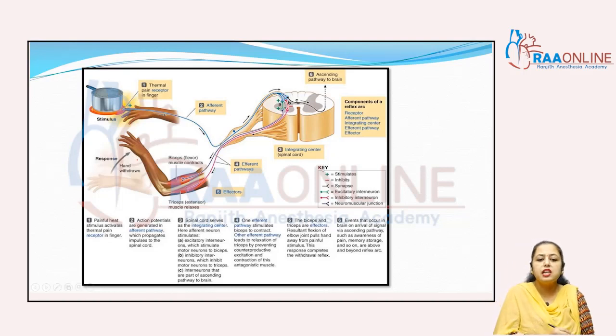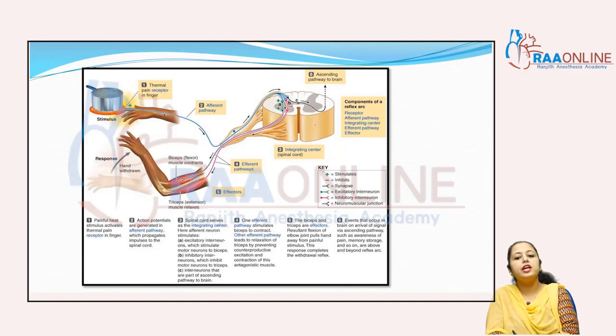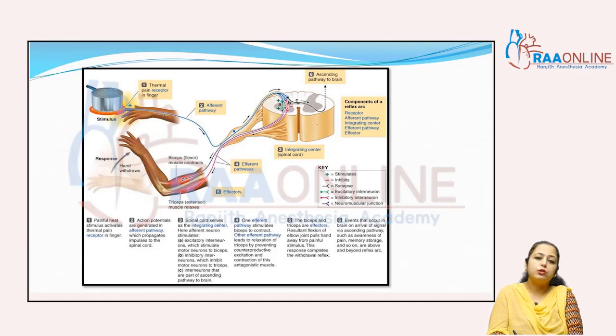So when the painful stimulus, the heat, activates the thermal pain receptors in the fingers, action potentials are generated in the afferent pathway and propagate the impulses to the spinal cord. Now the spinal cord serves as the integrating center. Here the afferent neuron stimulates the excitatory interneurons, which stimulate the motor neurons of the biceps, and inhibitory interneurons which inhibit the motor neurons to the triceps. The efferent pathway stimulates the biceps to contract, and the other efferent pathway leads to the relaxation of the triceps. So it prevents the counterproductive excitation and contraction of the antagonistic muscles, right?